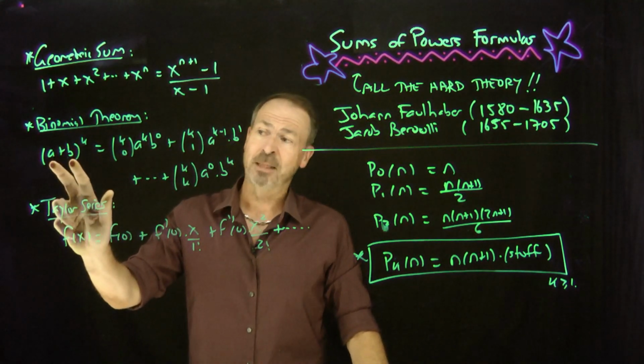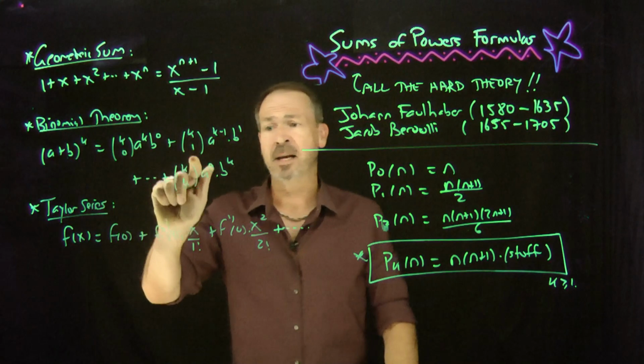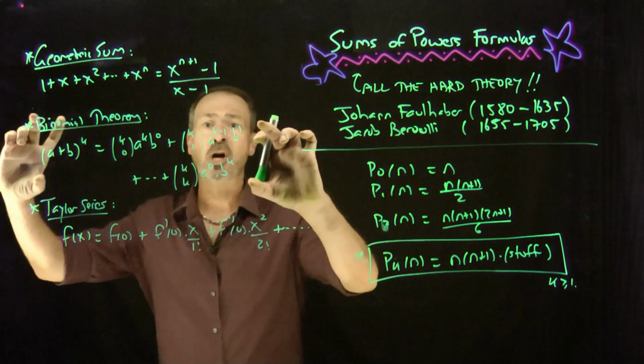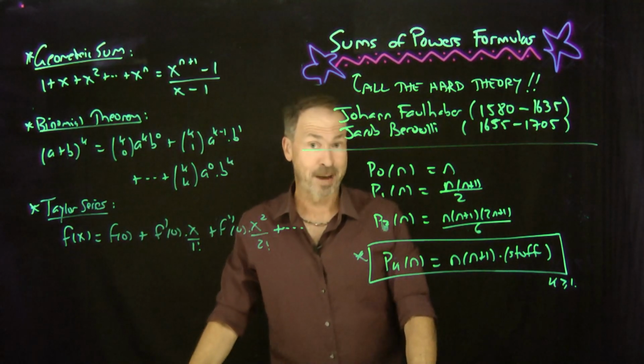To expand a plus b to some kth power, you get all the standard combinatorial coefficients coming out with powers of a and powers of b. So there's the binomial theorem. We'll see that appears in the work I'm about to do.